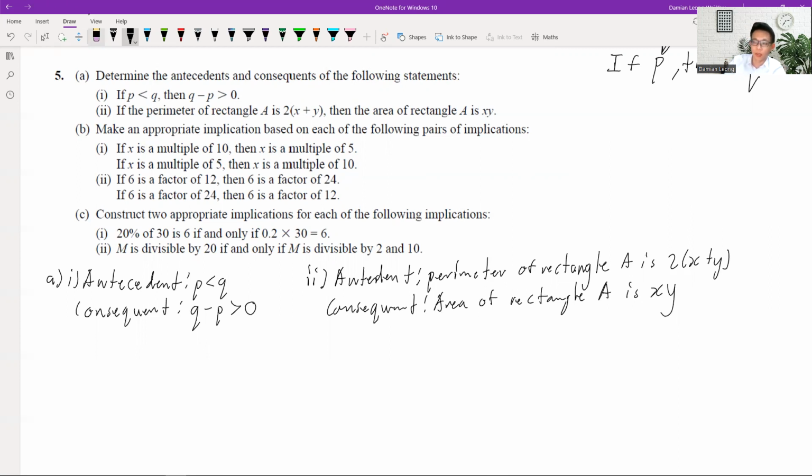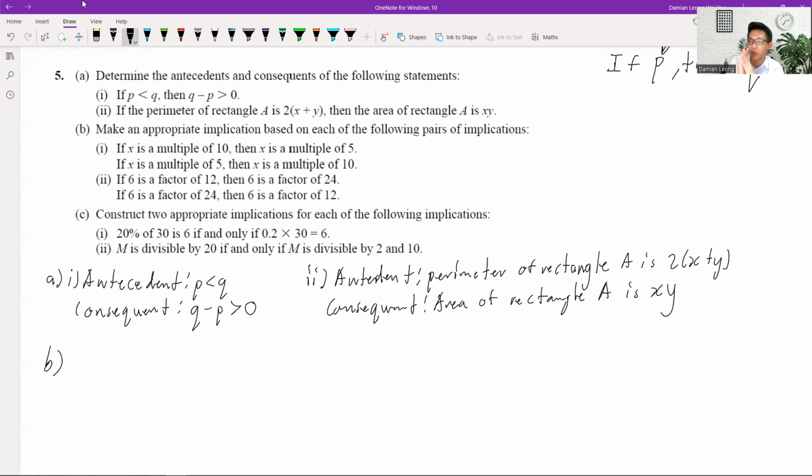Okay, that's how it works. Part B, make an appropriate implication based on each of the following pairs of implications. So when we have 2 pairs of implications like this, we can combine them into one implication.